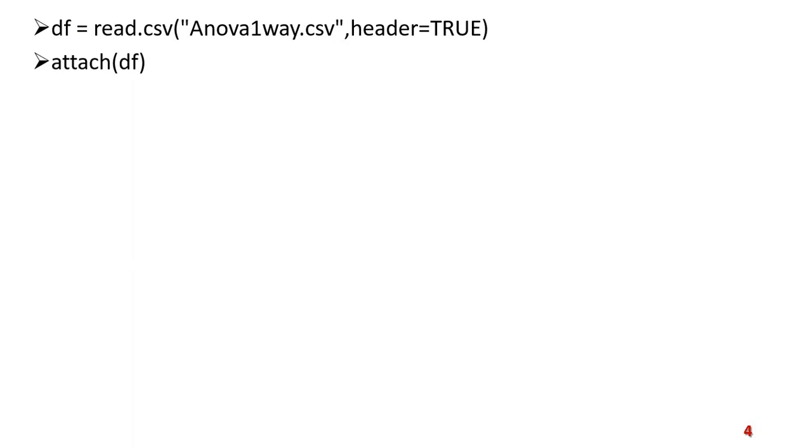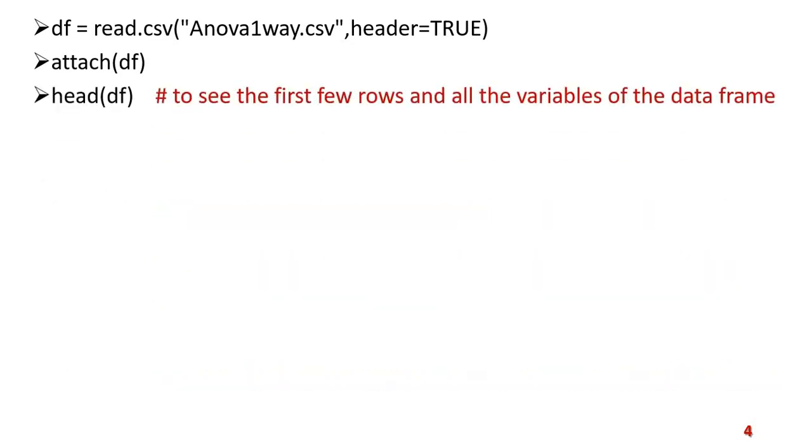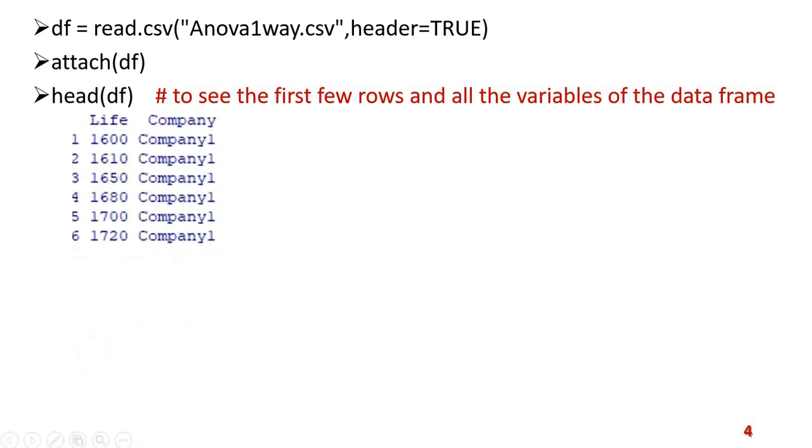Then we write the attach(df) command, which makes the observations available under the names of the different variables. Then we want to see how our data looks, and head will give you the first few rows of your data set. You see the serial number, the first variable is life, which has the lifetime of the bulbs, and the second variable is company, which has the different companies. Only 6 rows are shown with the head command, but there are several other companies, as we have seen earlier, coming one after another.